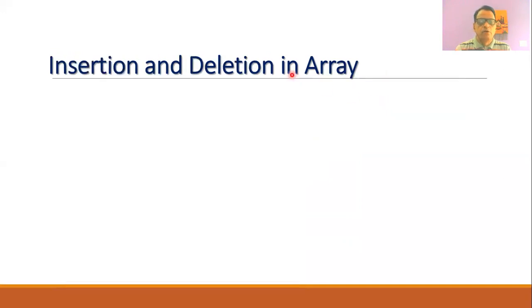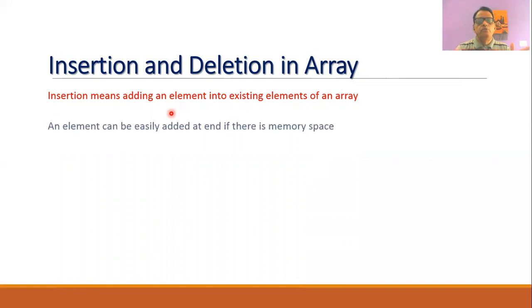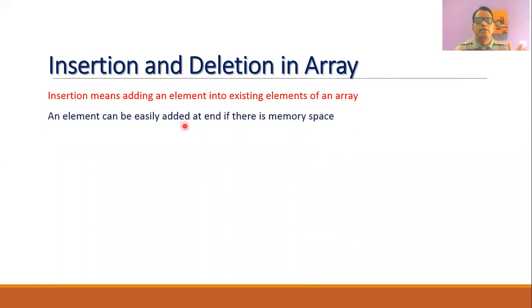Now let us go for the discussion of another algorithm that is being called insertion and deletion in an array. Insertion means adding an element into the existing elements of an array. Suppose you have already created an array and now there is a time for you to add an element into the array. Now this element can be added either at the end of the array.